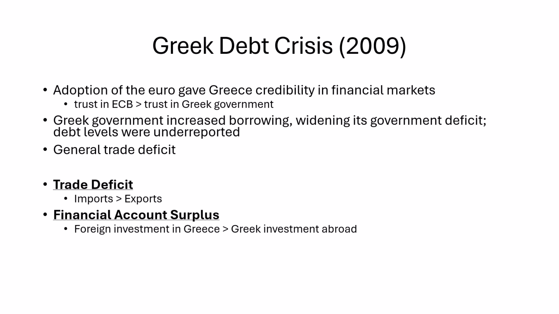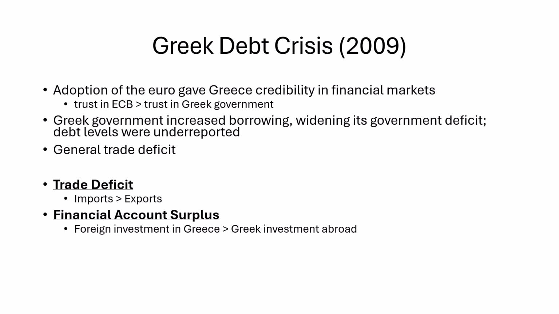And furthermore, the Greek government and Greece in general is a little bit more economically unstable than most of the other members of the Eurozone. So there was a much bigger impact on Greece than there was on other countries. Specifically, when they adopted the euro, that gave Greece credibility in financial markets that they didn't have before.